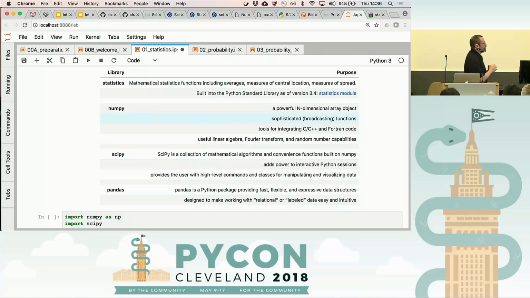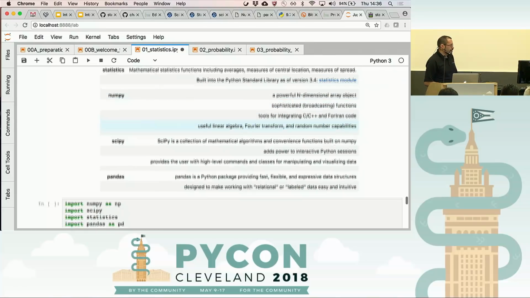So the 4 libraries we're going to look at, there is a statistics library. This is brand new in Python as of version 3.4. It incorporates a sequence of statistical functions, and it comes with Python. So if you download Python all by itself, you've got it. You don't need to get any third-party libraries, which is quite nice.